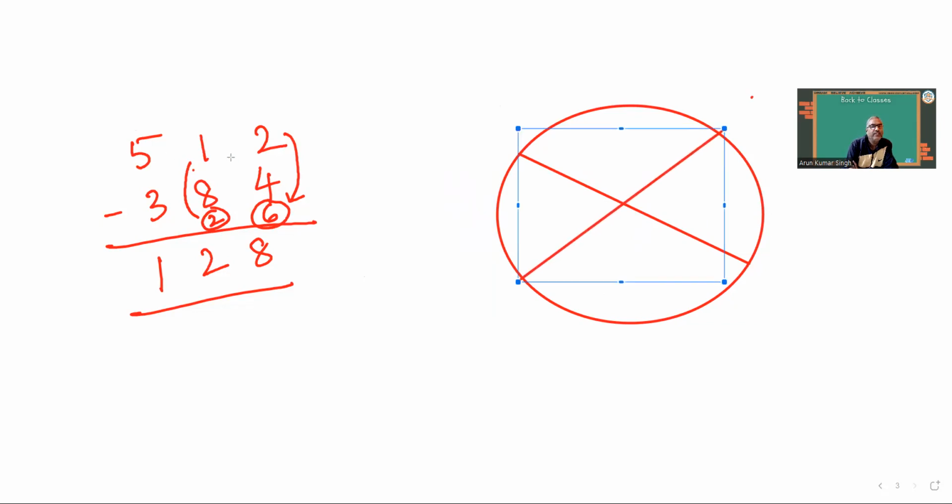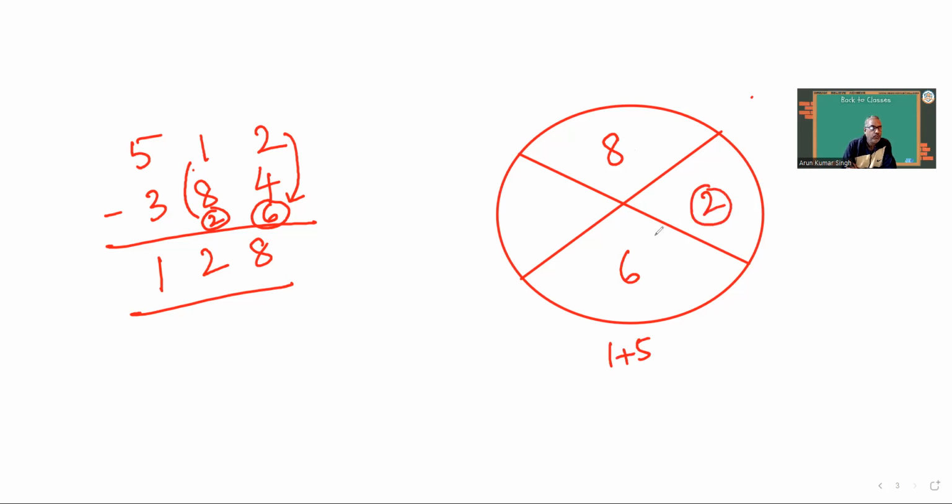So here 5 plus 1 plus 2, so 6 plus 2 is 8. So we'll be seeing that it is 8. Now 3 plus 8 plus 4. So 8 plus 4, 12 plus 3 is 15. 15 means 6. So 8 minus 6 is 2.